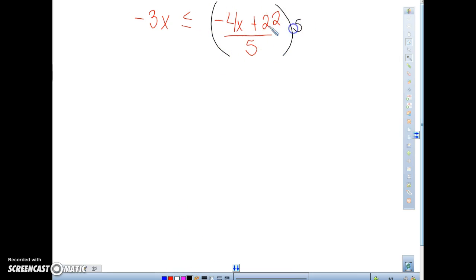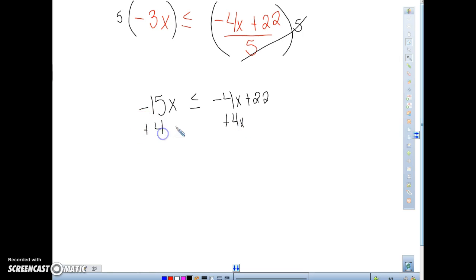Another problem: negative 3x is less than or equal to negative 4x plus 22 over 5. On this one, remember, you can't get to your numerator until you've gotten rid of this denominator. So we're going to multiply this whole problem by 5, because on this side those 5's cancel. We add 4x to both sides. We get negative 11x is less than or equal to 22.